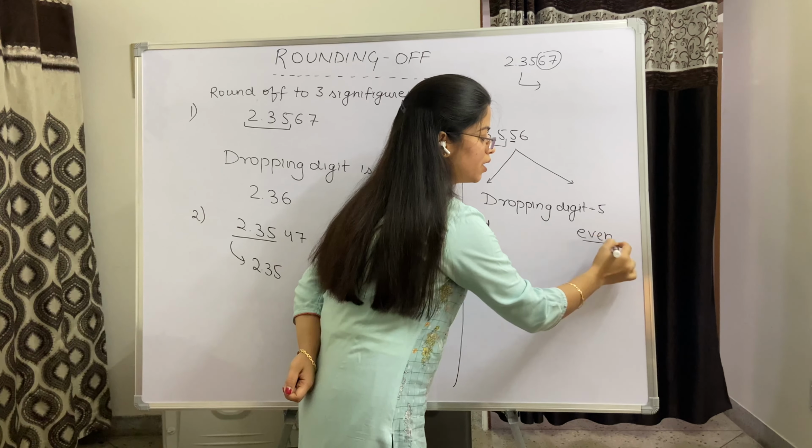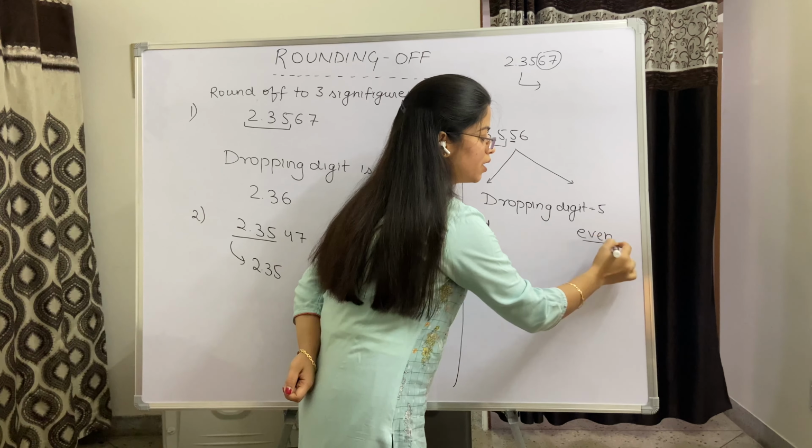For example, if you have a question like this, we have to keep this number. Dropping digit is 5, so we'll check the preceding number. As the preceding number is even, so we'll keep the number same. Now we can discuss one question which is given in the exercise, that is question number 2. In this question it is given that we have to round up the following up to 3 significant figures. We are given 4 questions that we have to round up to 3 significant figures.